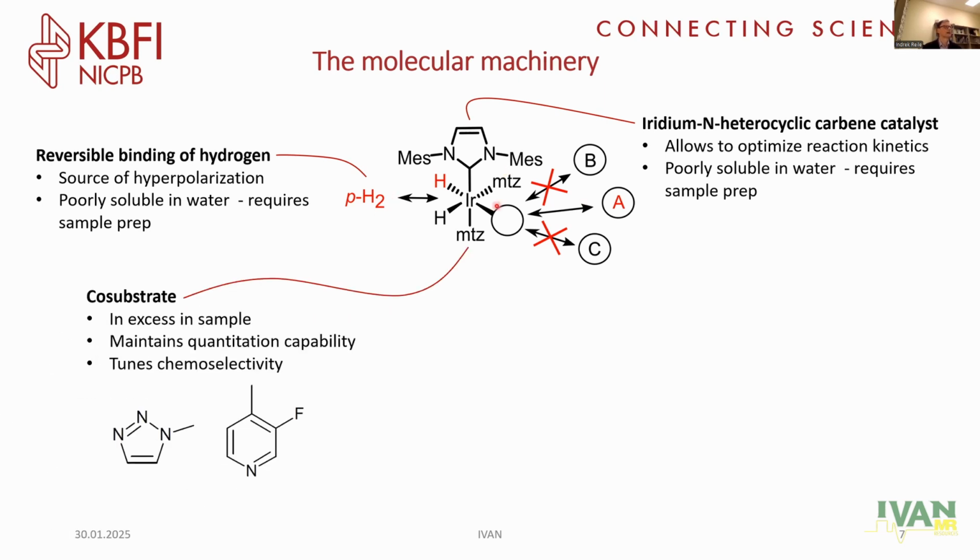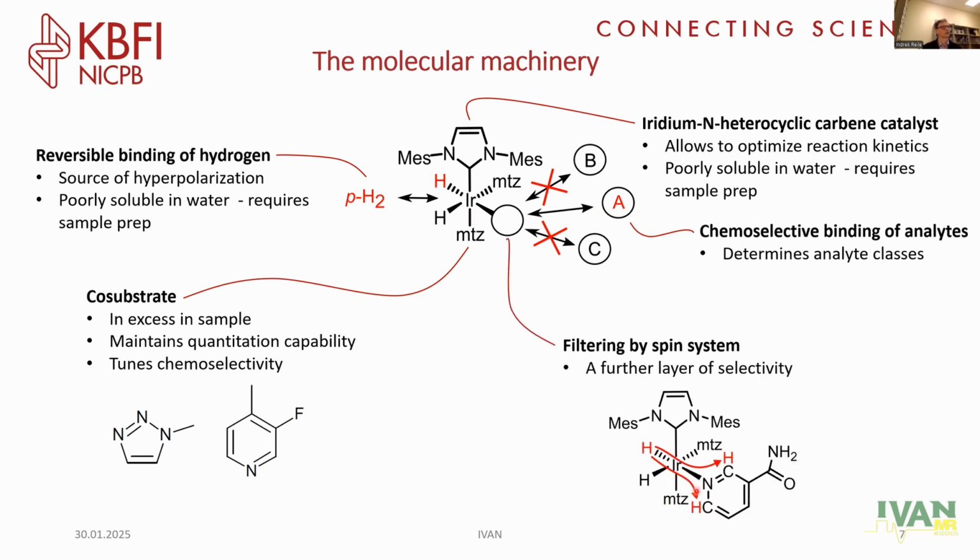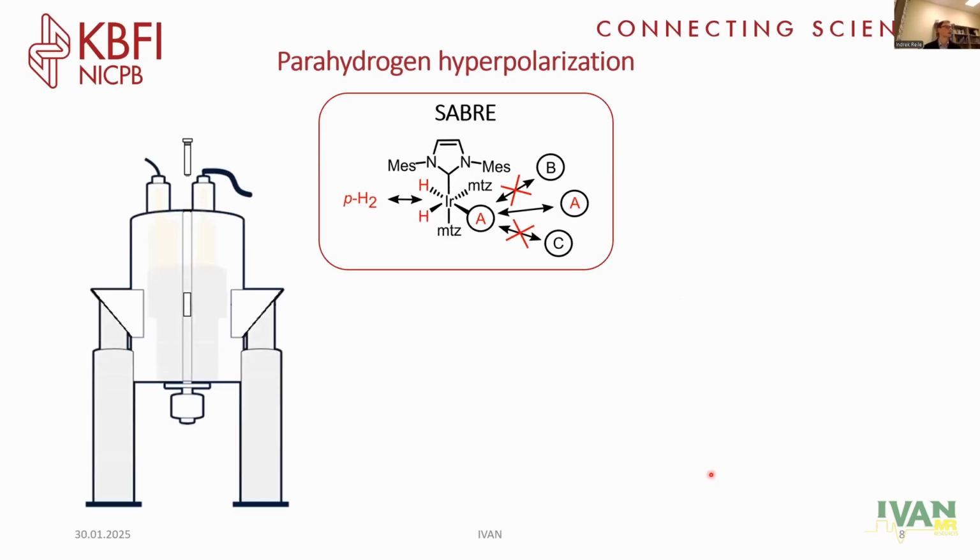Then there are other ligands in the coordination sphere of the catalyst, and the nature of these ligands allows us to tune the chemoselectivity, meaning what kind of analytes can interact with our catalyst. And in principle, there are experiments where we also depend a bit on whether there will or will not be protons in certain positions of the analytes that we want to see.